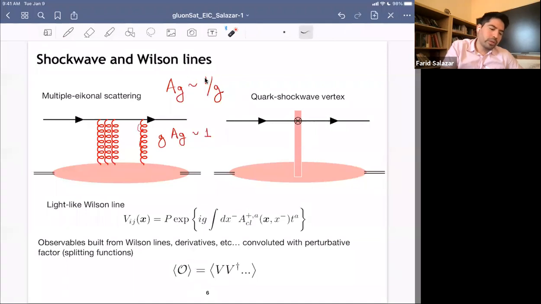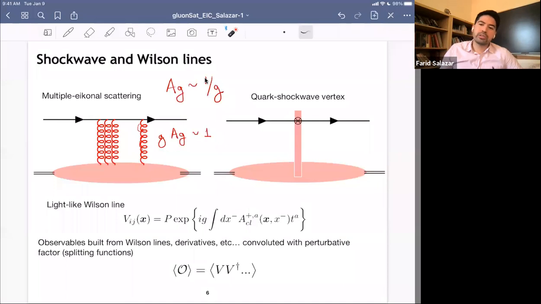And you will see these kinds of diagrams which represent precisely this multiple scattering of the quark with the small x background field of this nucleus. And there is an effective vertex for that expression, whose precise form I will not show you right now, but it will contain these Wilson lines, and these Wilson lines encode this multiple scattering within the so-called eikonal approximation.